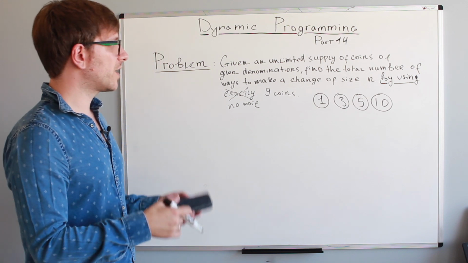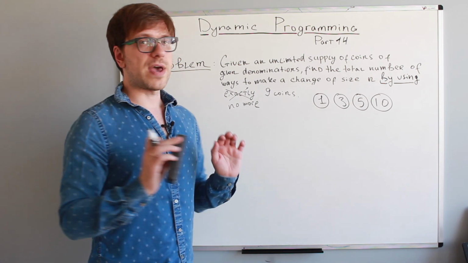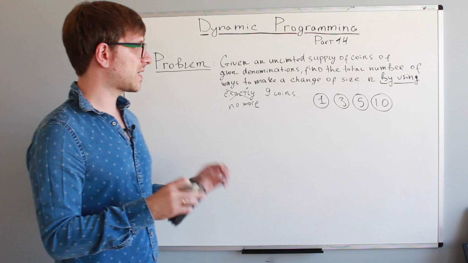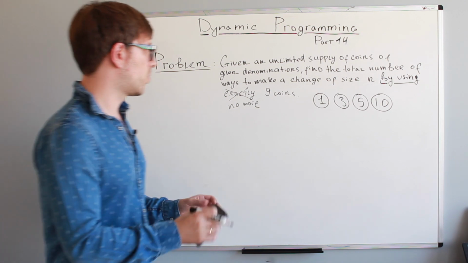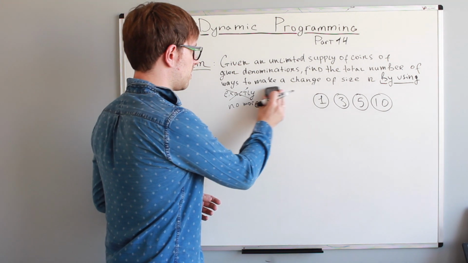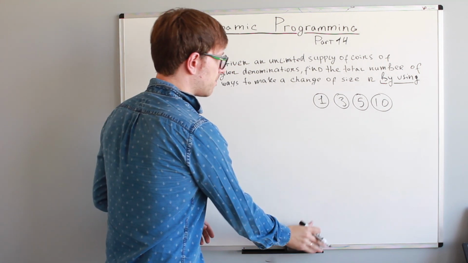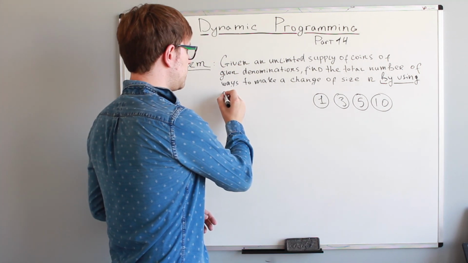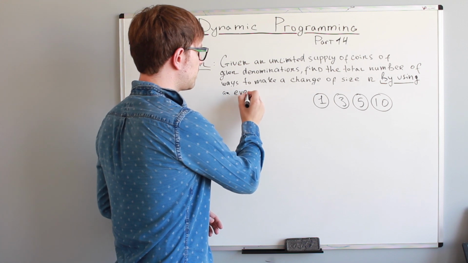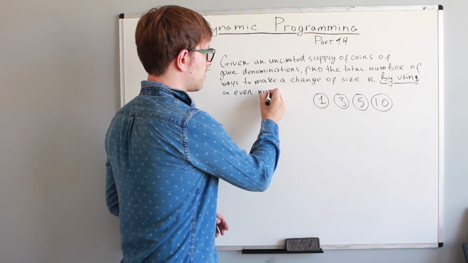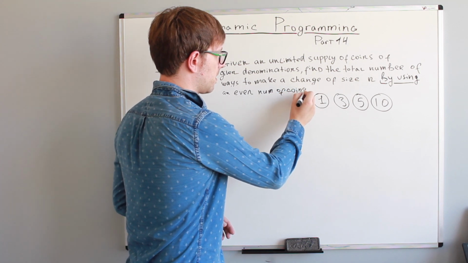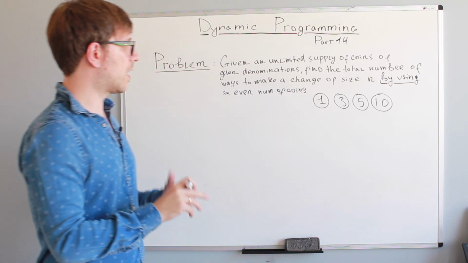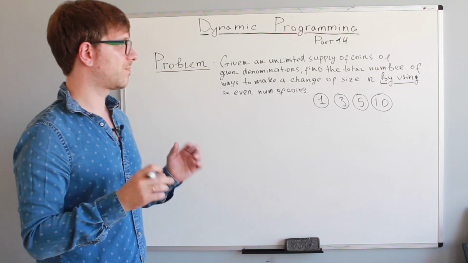And today we're going to say that we want to make a change of size n by using an even number of coins, exactly even number of coins. So I'm going to say here by using an even number of coins. So how are we going to solve this problem?